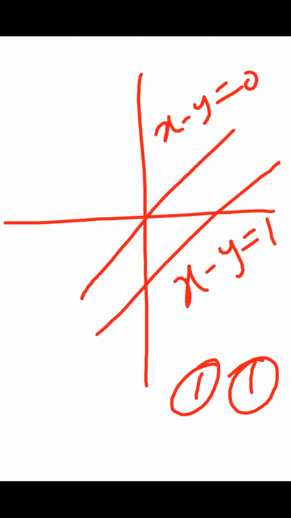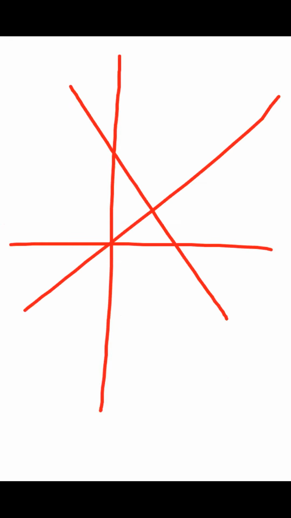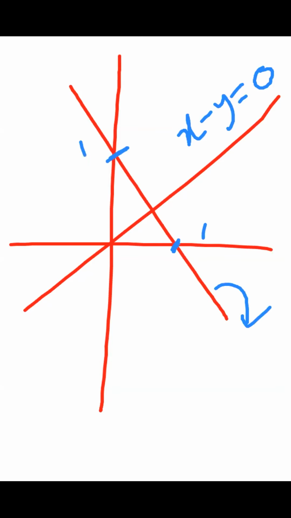Now, next, what happens? Say I am taking lines like this. I draw one line like this and another line like this. Now, what is the equation of this line? The equation of this line is x minus y is equal to 0. If this intersection point I am taking is 1, and this also 1, then what will be this equation? Anybody?